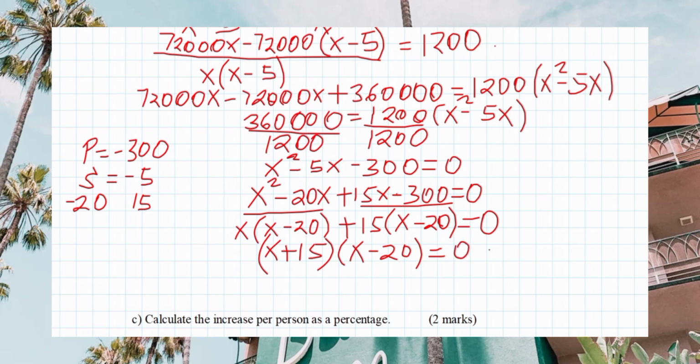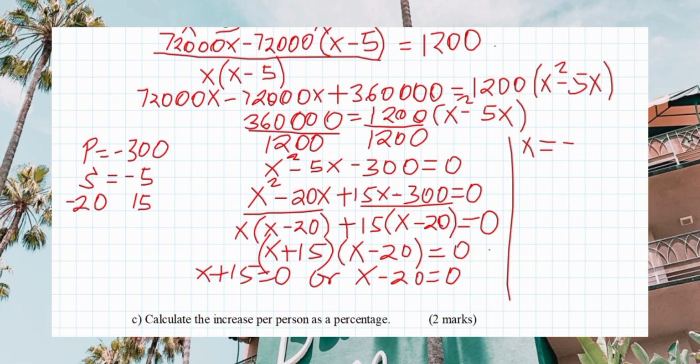Consequently, it means that x plus 15 is equal to 0, or x minus 20 is equal to 0. This means x is either negative 15 or positive 20. Since we were referring to the number of people, it cannot be negative 15, so x must be positive 20. That is the number of people originally in the organization.